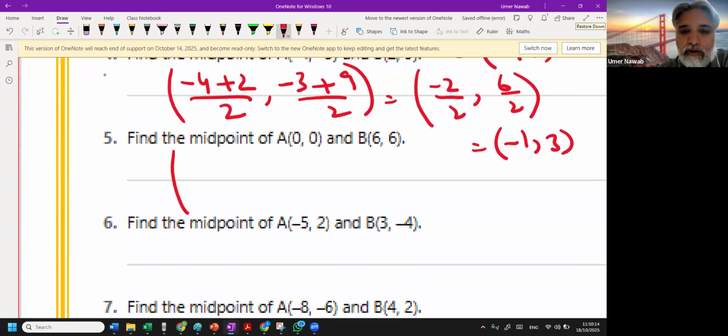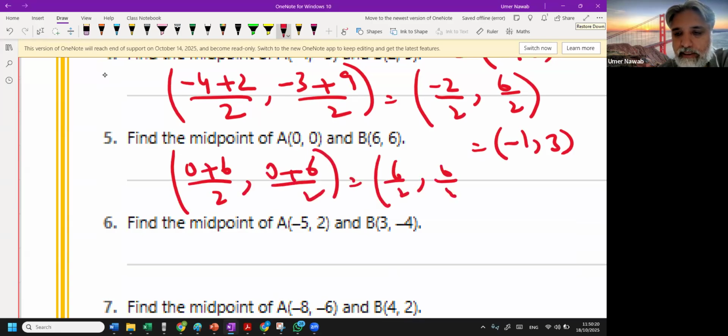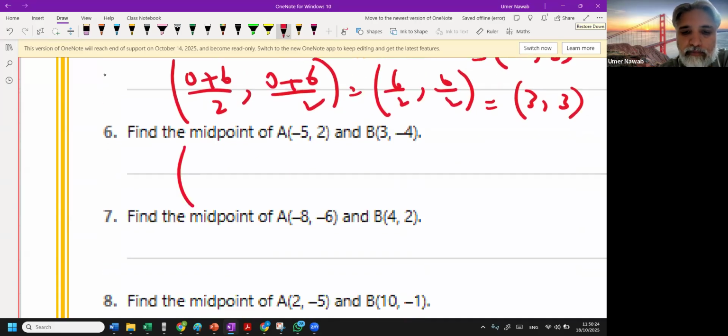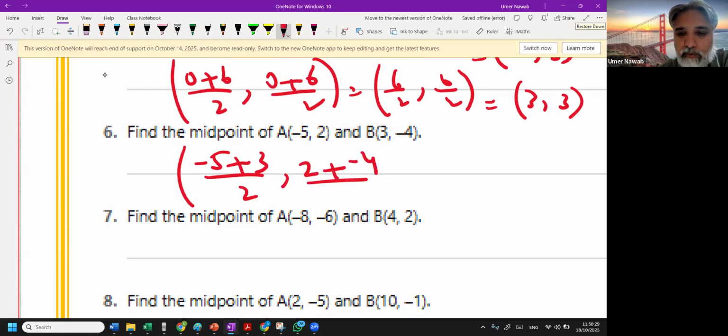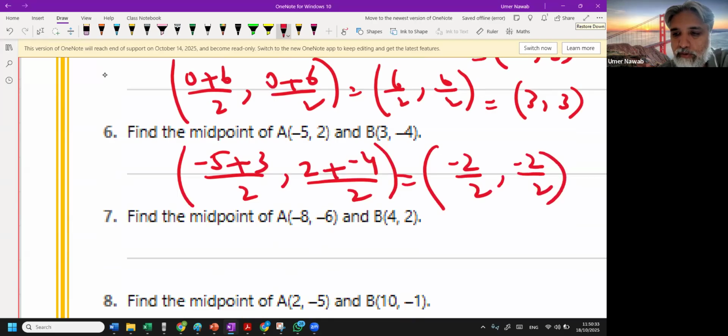If I want to find the midpoint for this, (0 plus 6) over 2, (0 plus 6) over 2, I get 6 over 2 and 6 over 2. Answer is 3 and 3. I want to find a midpoint for this, (-5 plus 3) over 2, (2 plus -4) over 2. This gives me -2 over 2 and -2 over 2. My answer is -1 and -1.